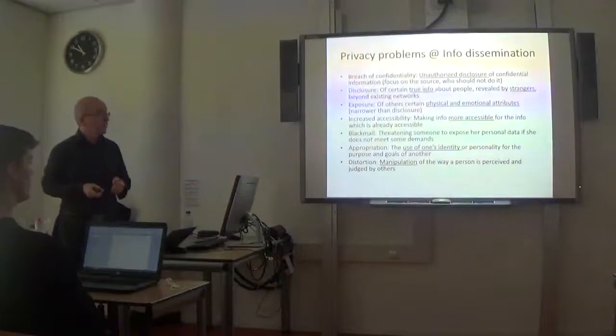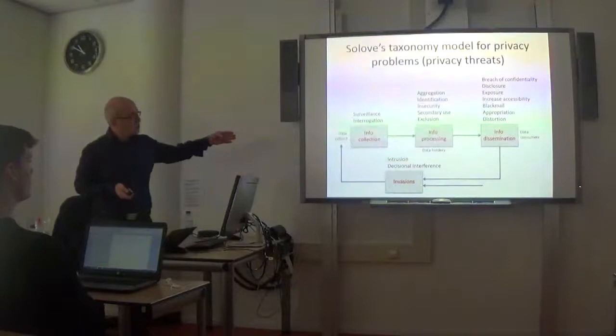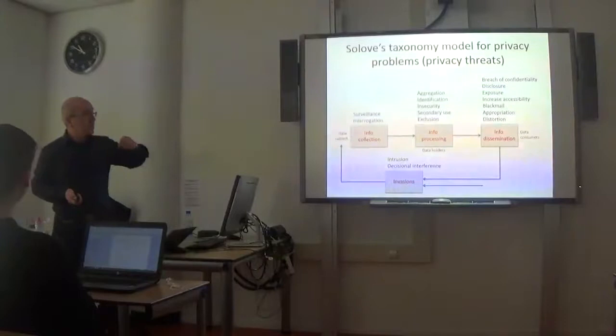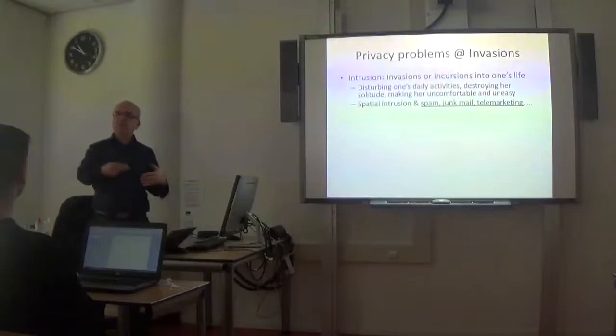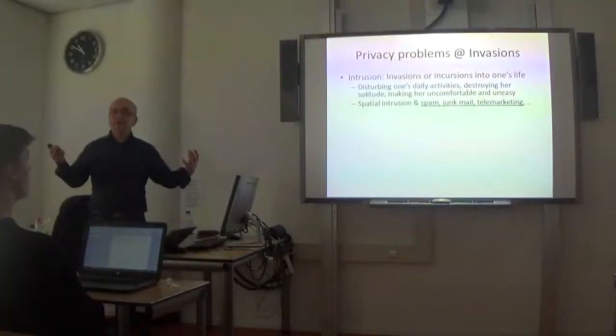And then we have intrusion. When you feed data back, things that can go wrong in terms of intrusion of privacy of people and decisional interference. Intrusion means that like you are sitting in the backyard and someone goes to your backyard. In this case, you send phishing emails, junk email, spam, telemarketing to people's emails without their consent, and that is invasion of their privacy. An intrusion.